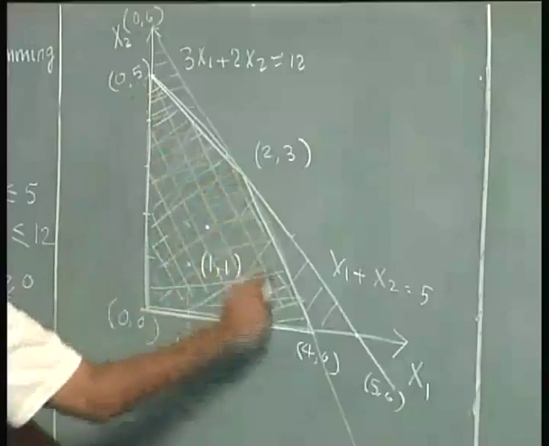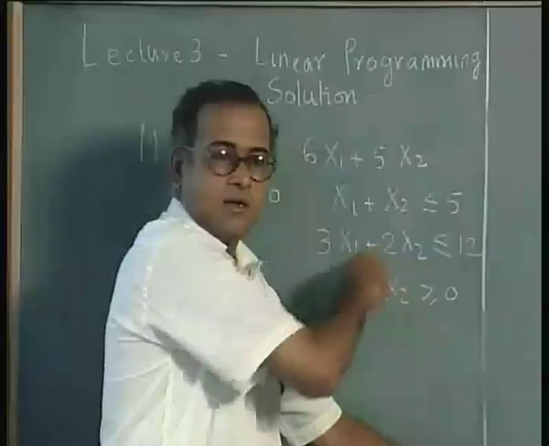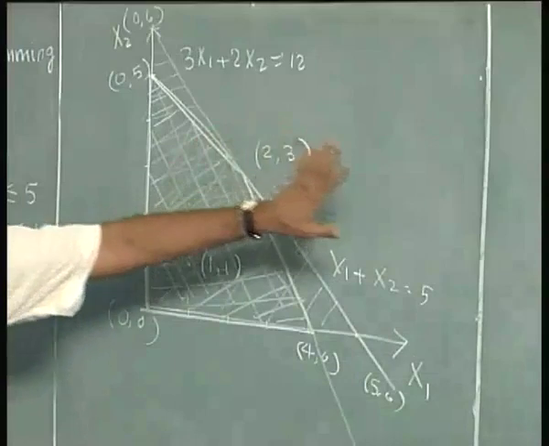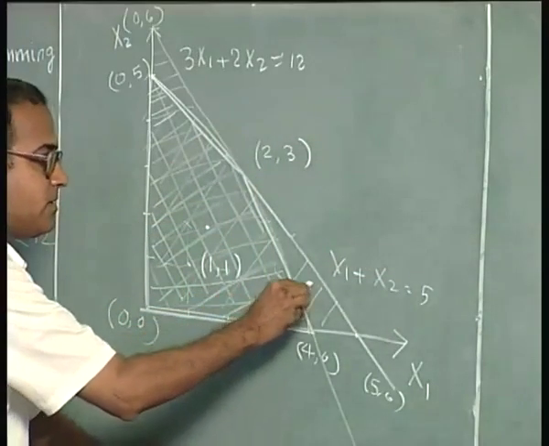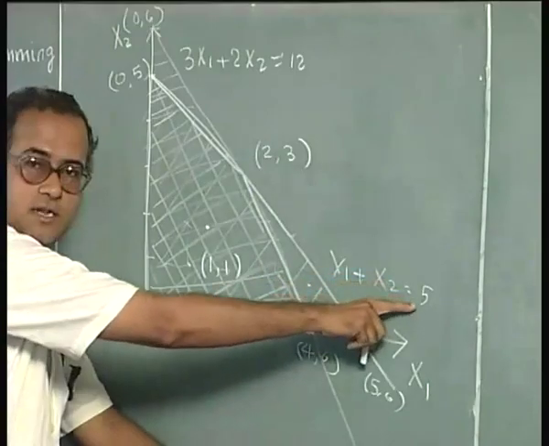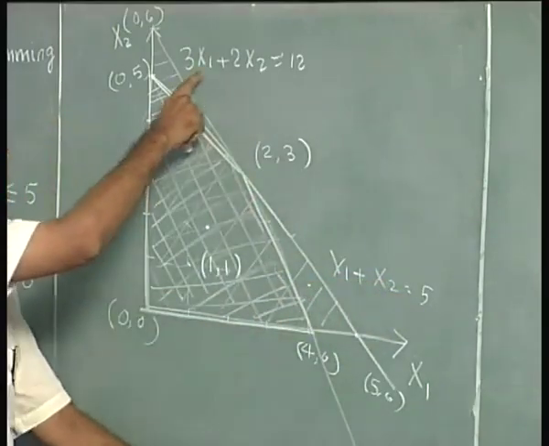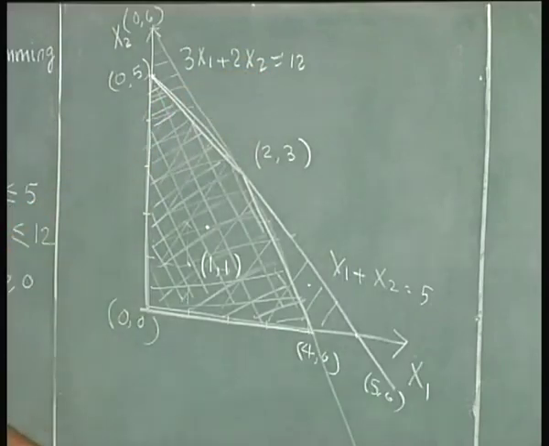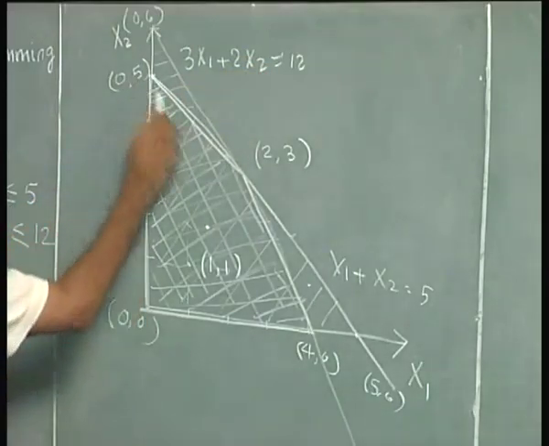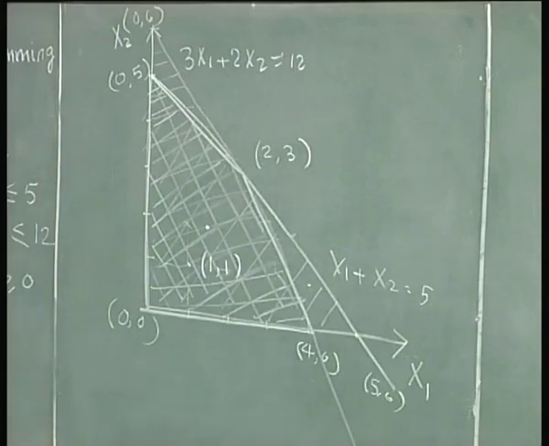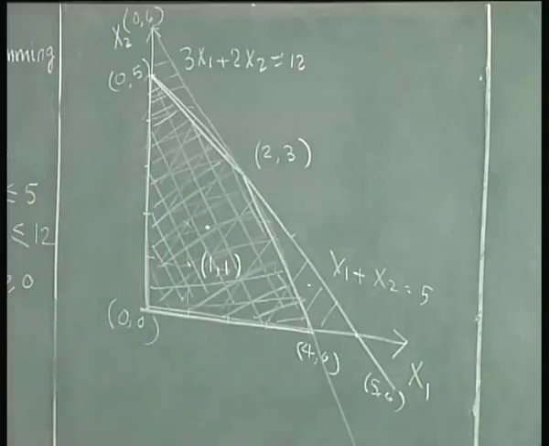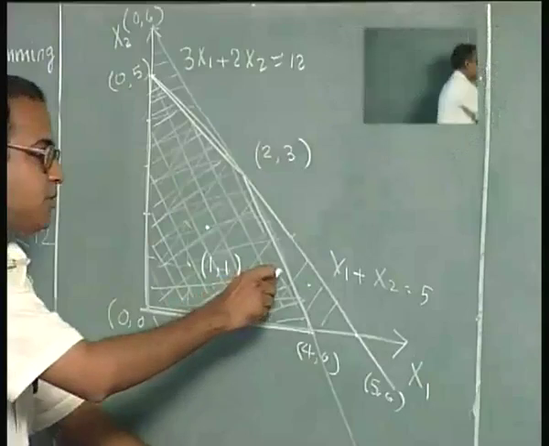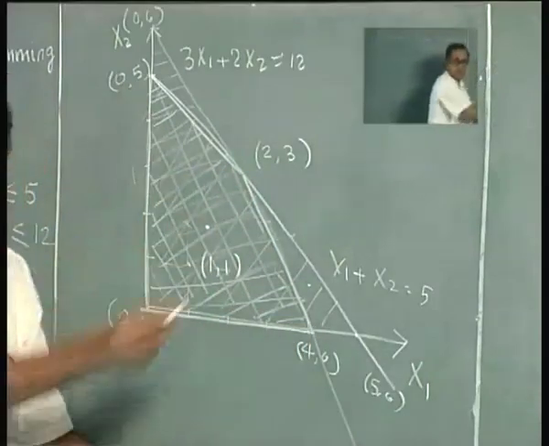Every point inside this region satisfies all this. We also know that every point outside this region violates at least one constraint. For example, a point here would satisfy x1 plus x2 less than or equal to 5, but would violate 3x1 plus 2x2 less than or equal to 12. So, our region of concern and interest is only this shaded region. So, if we now try to get better points by moving either to the right or above, then we realize that the farthest we can go is actually up to the boundary of this region.